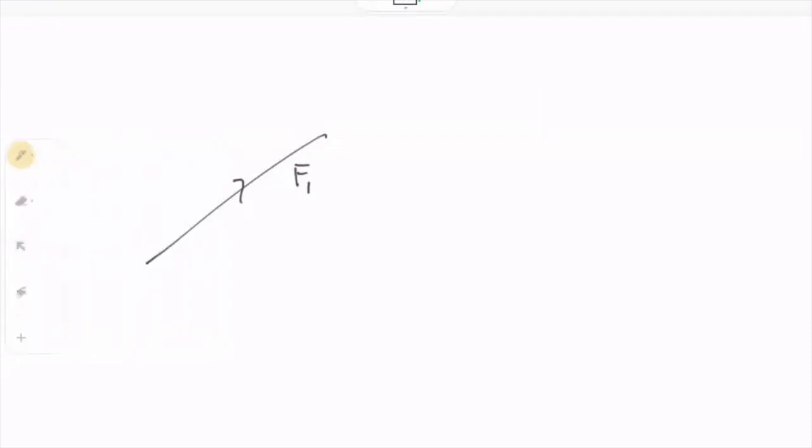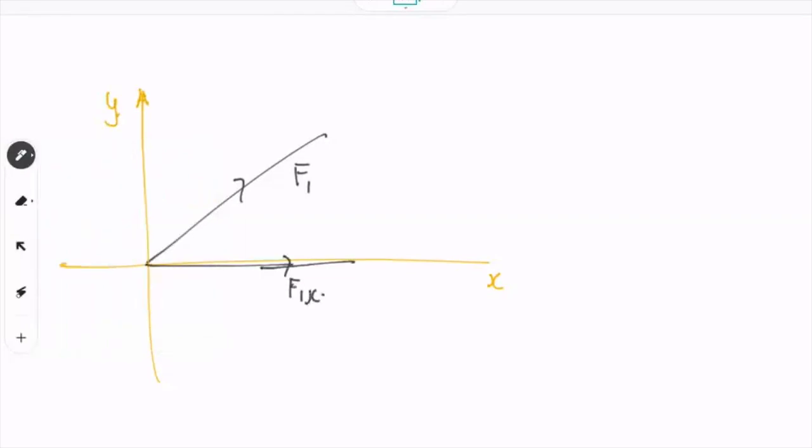F1. Then you have, this is the x-axis and y-axis. F1x and F1y. Guarantee F1x is less than F1. Guarantee? Confirm? Yes. Why is it smaller? Because the hypotenuse is always bigger. Okay, so F1 is always biggest. F1x and F1y guarantee smaller. Agree? Yes.